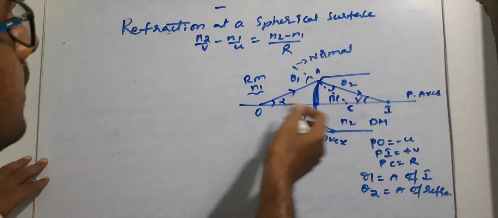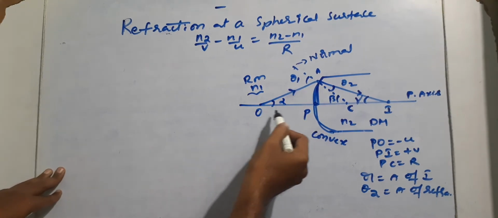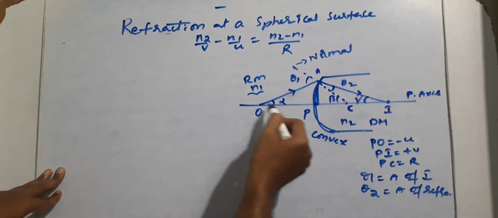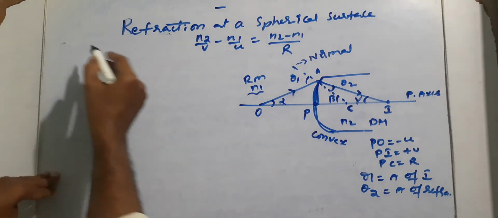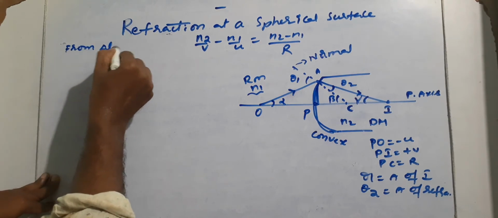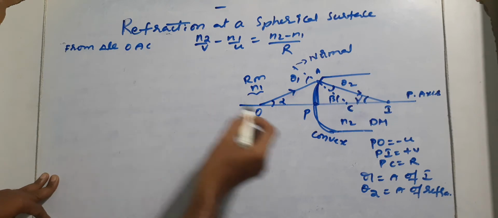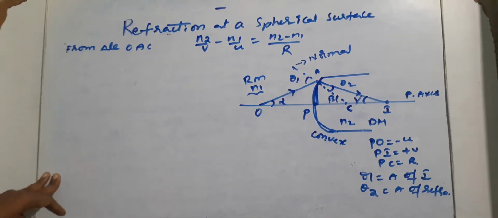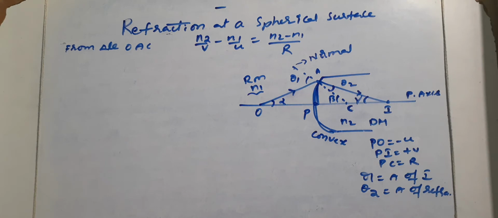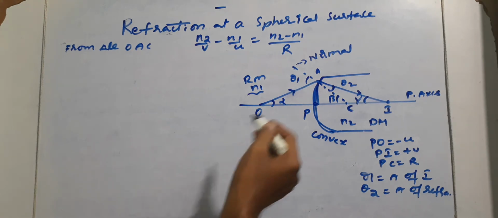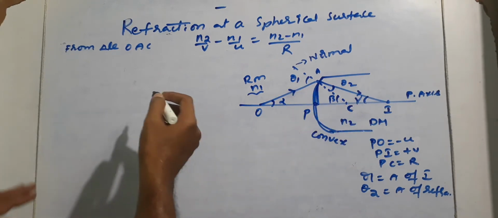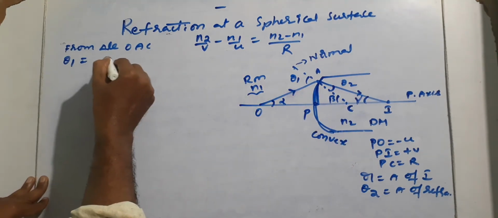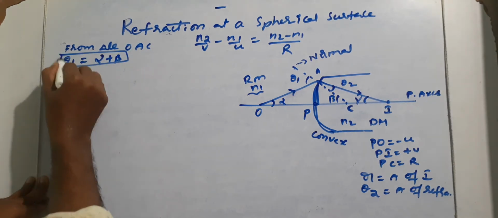Now we are taking triangle OAC. In OAC, the interior angles are alpha and beta, and the exterior angle is theta 1, the angle of incidence. From mathematics basics, in a triangle the exterior angle is equal to the sum of the two interior angles. So theta 1 is alpha plus beta.